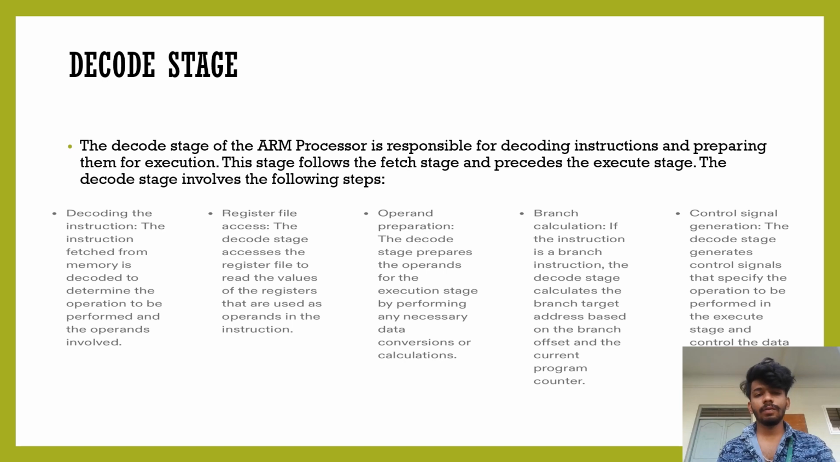Decode stage. The decode stage of the ARM processor is responsible for decoding instructions and preparing them for execution. This stage follows the fetch stage and precedes the execute stage. The decode stage involves the following steps. Decoding instruction. The instruction fetched from memory is decoded to determine the operation to be performed and the operands involved. Register file access. The decode stage accesses the register file to read the values of registers. Branch calculation. If the instruction is a branch instruction, the decode stage calculates the branch target address based on the branch offset and the current program counter.